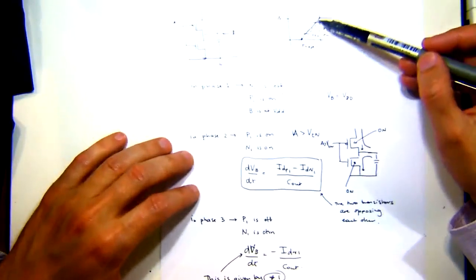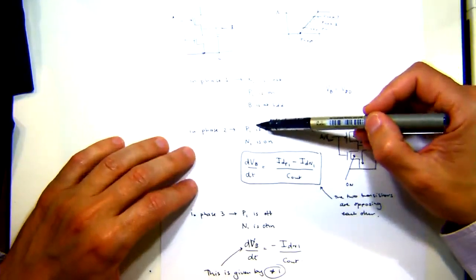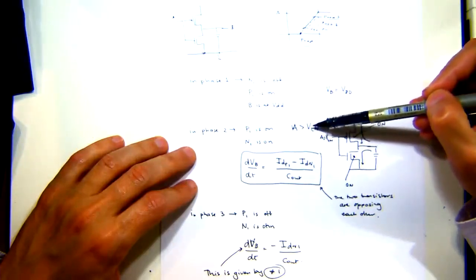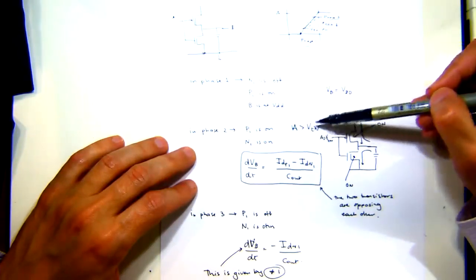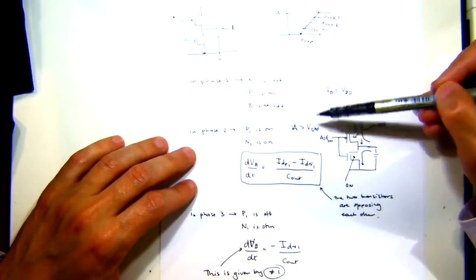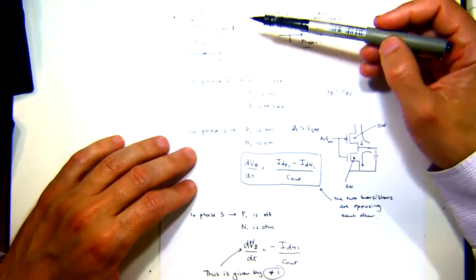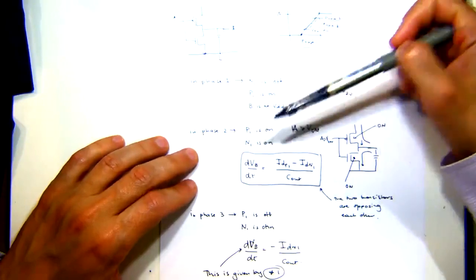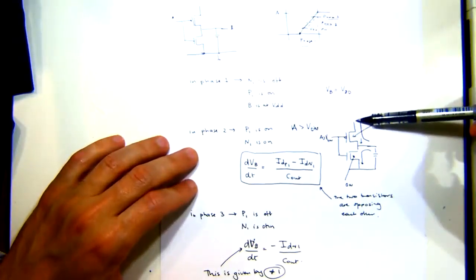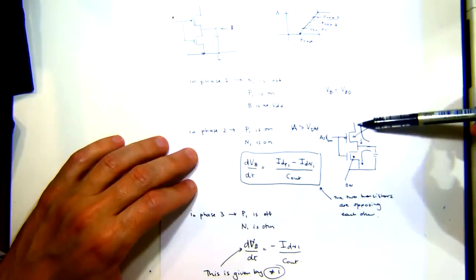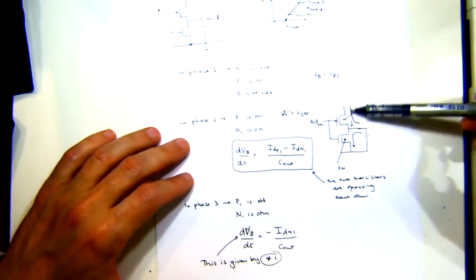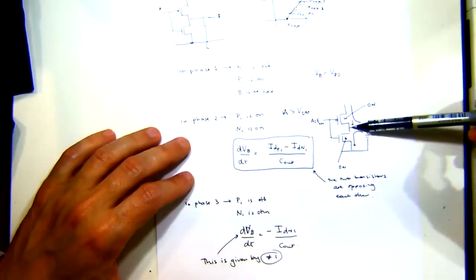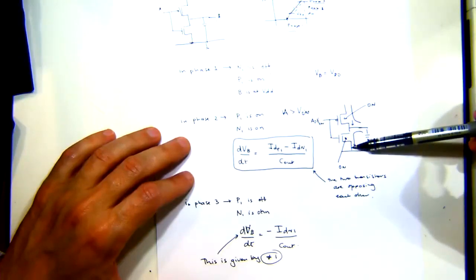We then go to phase 2. P1 is on. Now, in this particular case, when the input gets larger than the threshold voltage, P1 is on and N1 is on. So in this case, current is being transmitted through the PMOS device, but there's also current being discharged through this capacitor.